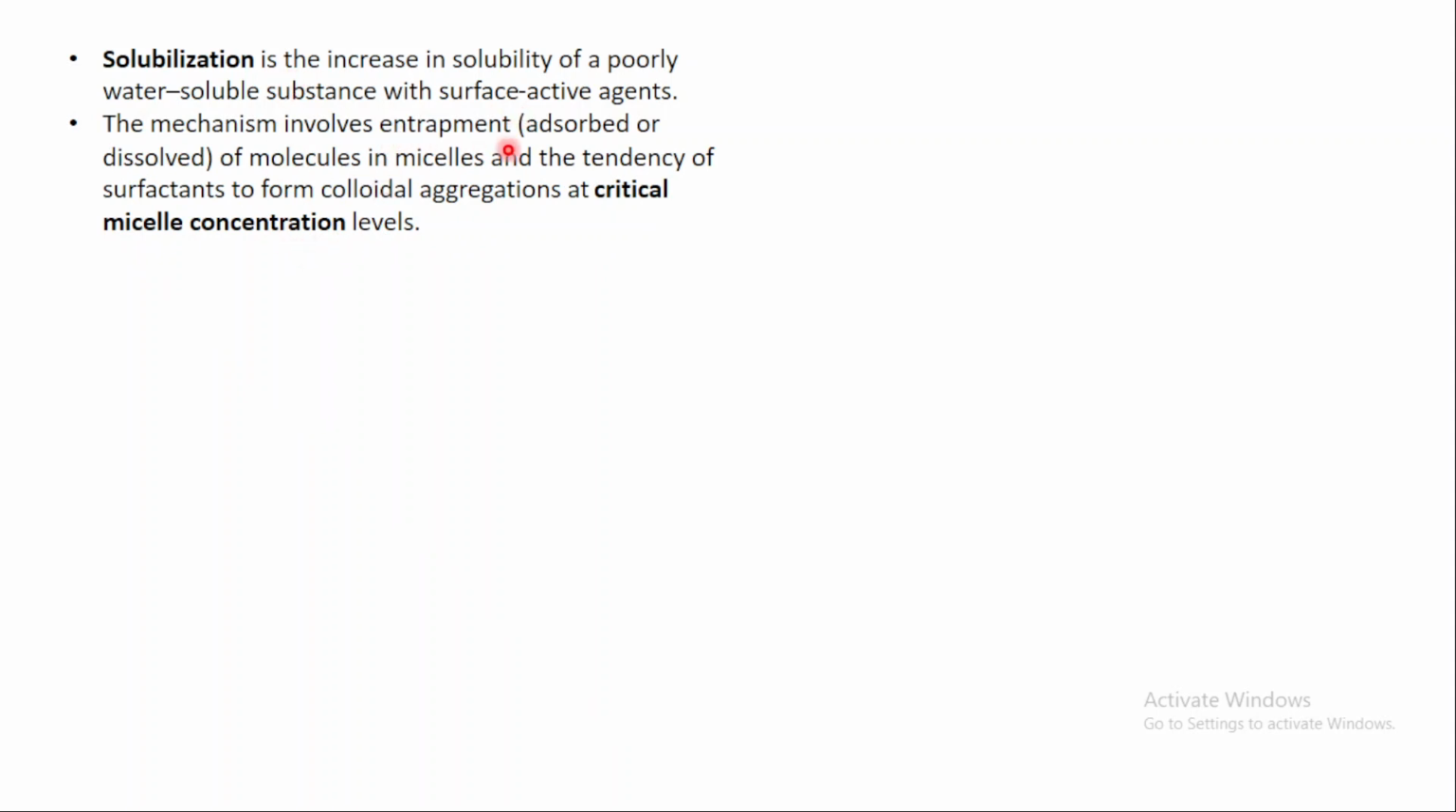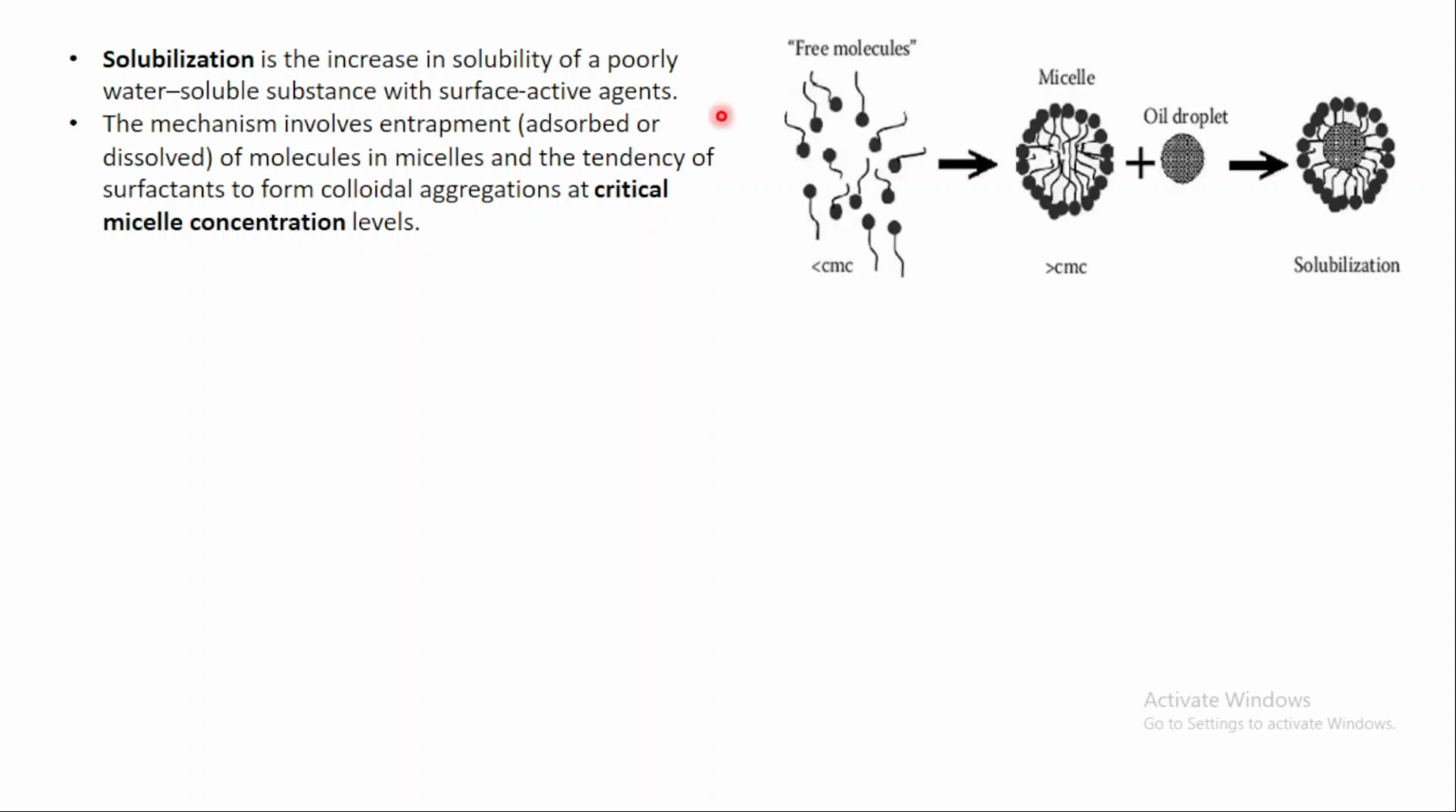So we use some surface active agents. The mechanism involves entrapment of molecules in micelles and the tendency of surfactants to form colloidal aggregations at critical micelle concentration levels. So this is an example of micelle formation, in which there is colloidal aggregation of substances due to micelle formation, which increases the solubility of the substance in water. And here is the schematic showing an amphiphilic molecule, a lipid molecule having a hydrophobic tail and a hydrophilic head.